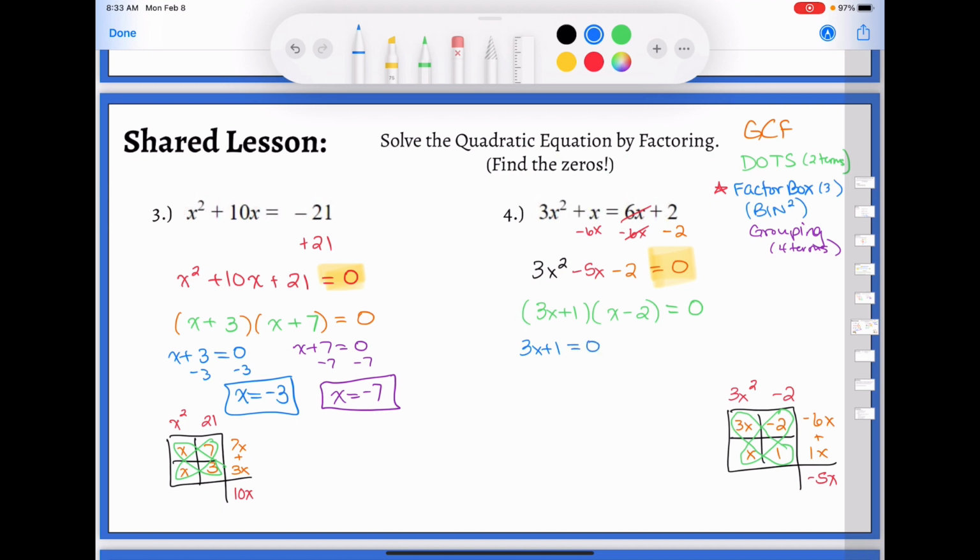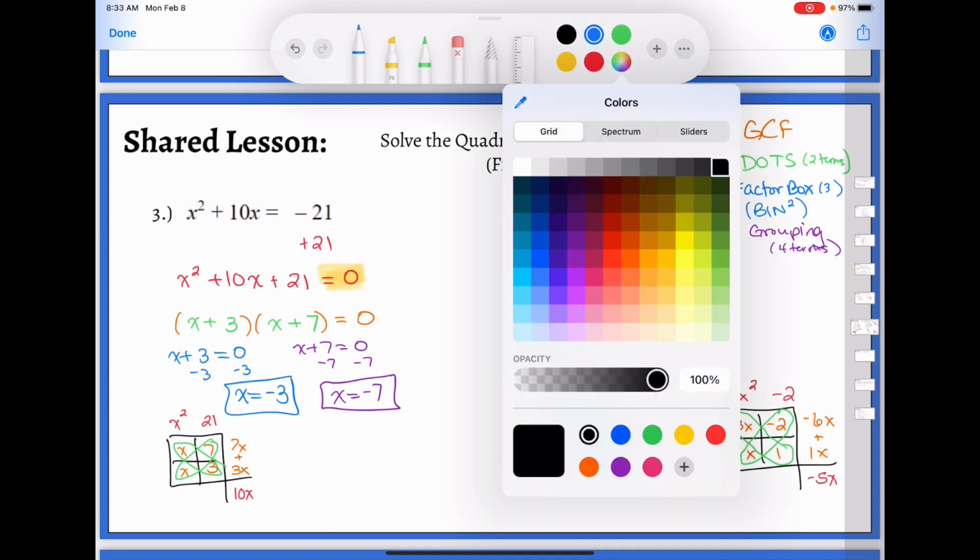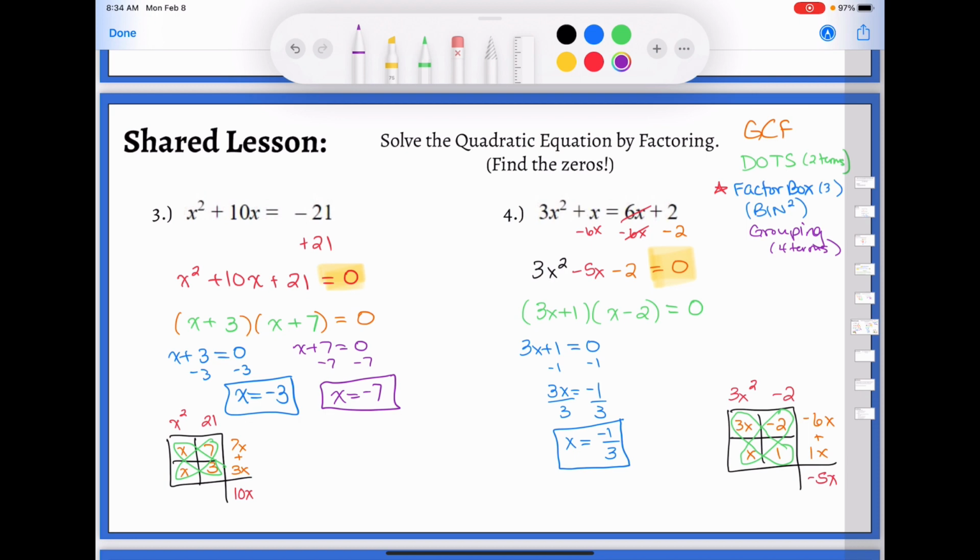And this is why I want to make sure that you are writing these mini equations out, right? This actually is going to take a little more work. I'm going to subtract 1 from both sides. I get 3x equals negative 1. Watch those negatives. Now I need to divide both sides by 3. It wasn't just a one-step problem, right? So x equals negative 1/3 is one of my solutions. And notice that's why we write those little mini equations out. Now I set my other factor equal to 0. x minus 2 equals 0, so I add 2 to both sides, and I get x equals positive 2 as my second solution. All right.